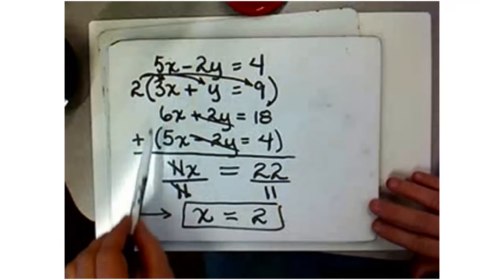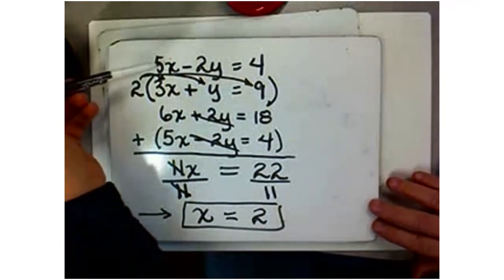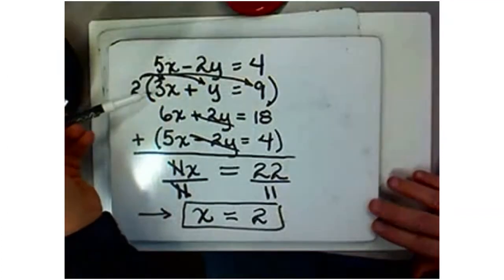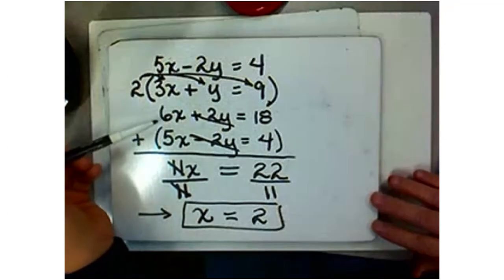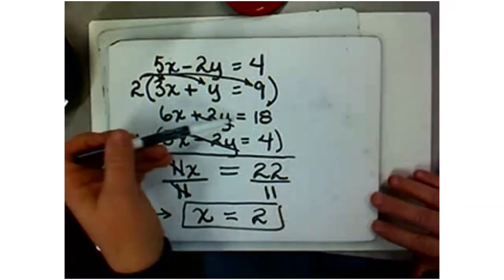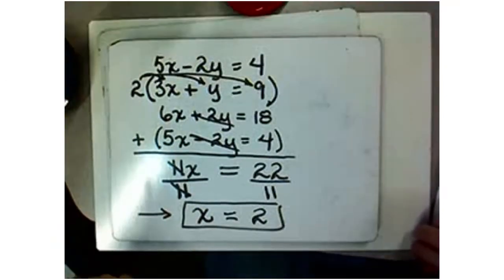Now we can choose either one of the equations to plug that 2 into. You could plug it into the 5x minus 2y equals 4. You could plug it into your original 3x plus y equals 9. Or you can plug it into the 6x plus 2y equals 18. If you plug that into any one of those equations, you're going to get your y value.